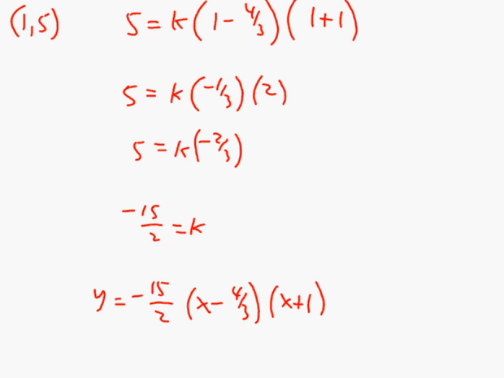Now, if you want to, you can multiply this out. You can multiply out these 2 binomials and then distribute the -15/2 into it, and you'll get it to look like this: ax squared plus bx plus c. Okay?